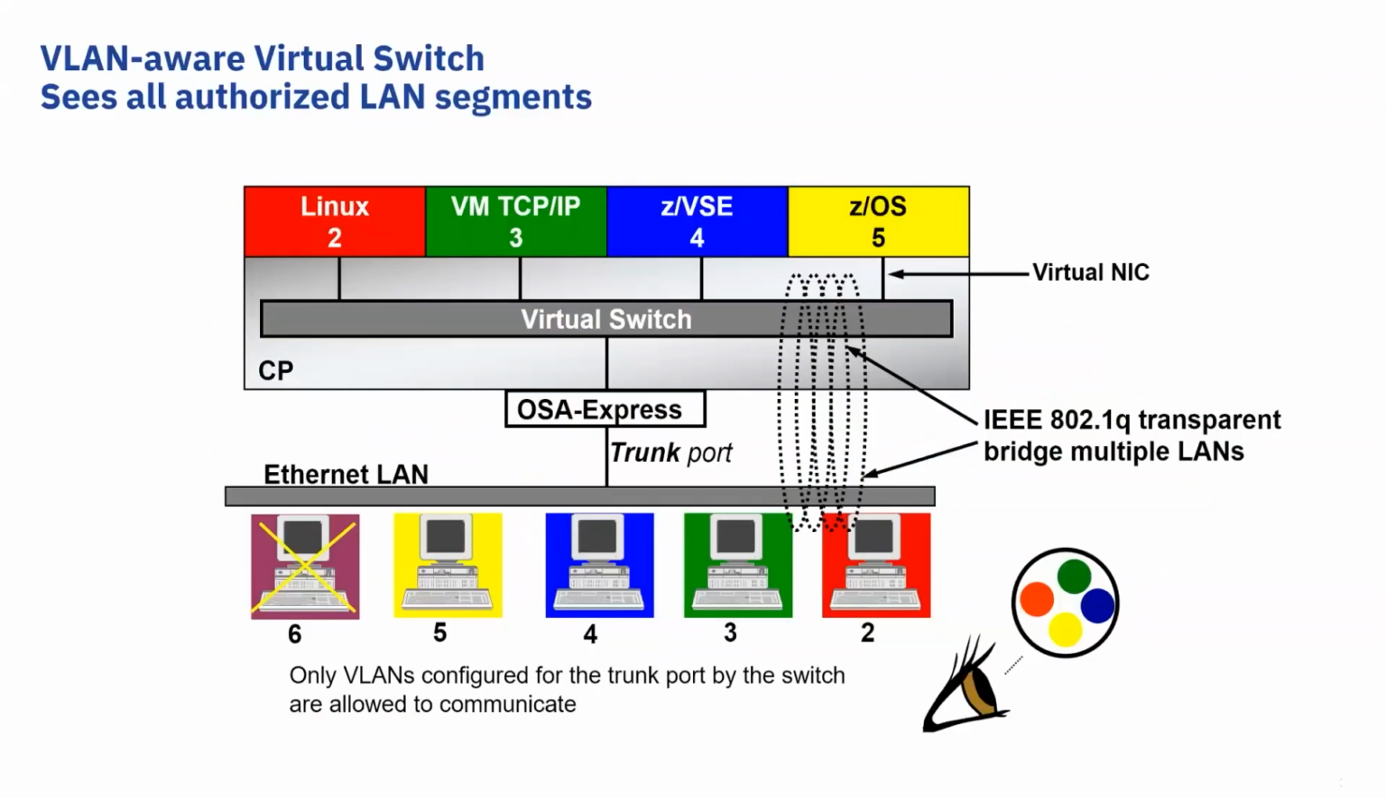Now, a VLAN-aware vSwitch sees all authorized LAN segments. So in this case, guests can belong to different LAN segments, different VLANs. And for all the ones that are authorized on my trunk port, I can communicate with all of those. The virtual switch is responsible for all of the VLAN tags. It puts the tags on when stuff goes out through the trunk port. It takes the tags off when it goes into the guest. When the guest sends something, the virtual switch adds a tag and sends it out to the OSA, unless it's going to a neighboring guest of the same color, in which case it doesn't bother doing that. It'll just send it to him. So this is a case of the trunk port seeing multiple colors.